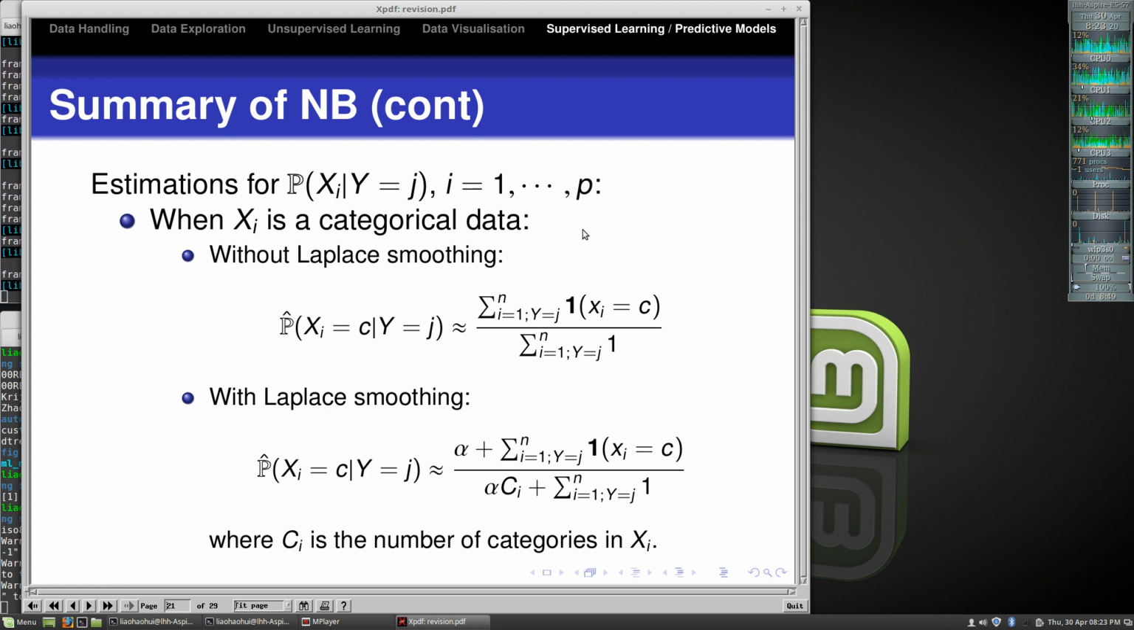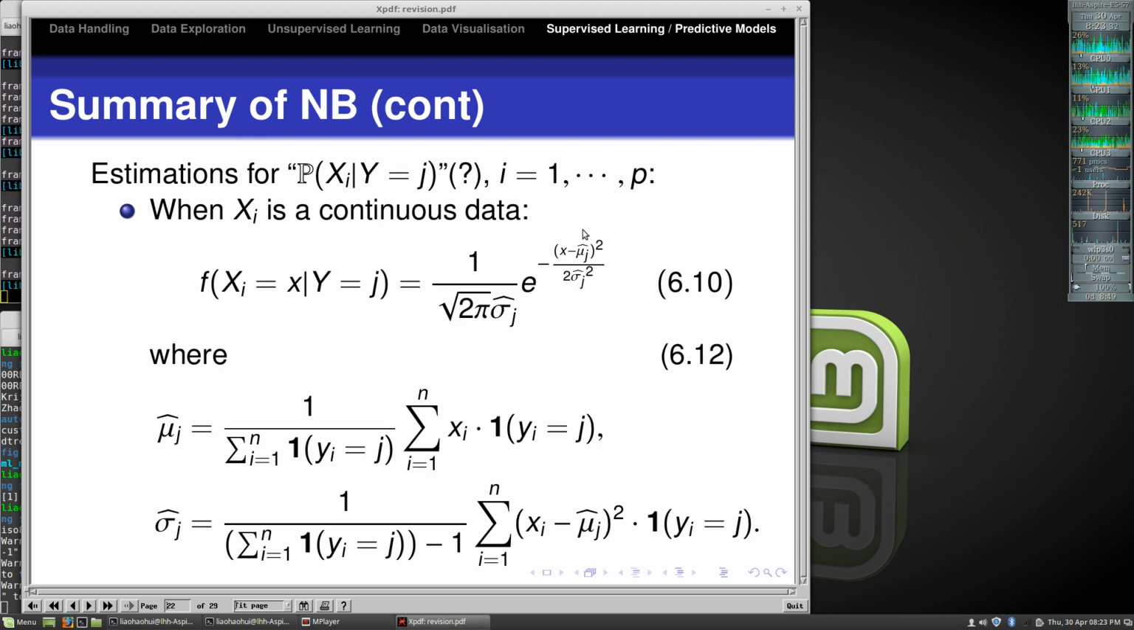But you do have to know this concept, because when we actually apply it in real life situations, there are many situations where we just have to use the Laplace smoothing. Okay, so for the conditional probability, I've already mentioned just now. When the feature is continuous data, we just assume a normal distribution, so we have to use the unbiased estimate of the mean and standard deviation to perform the calculation. These are the formulas.